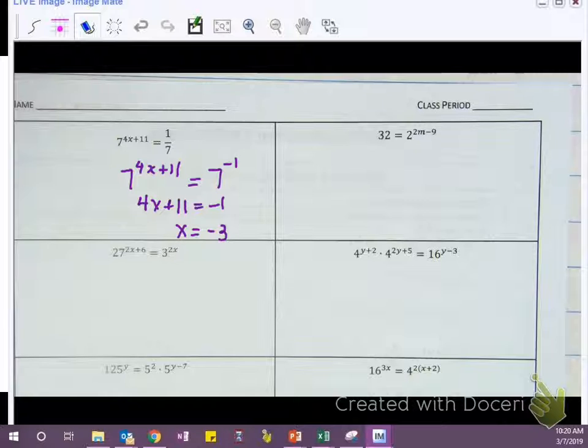Subtract the 11 gives me negative 12. Divide by 4 gives me negative 3. Right, so any questions about what we did on that one? All right, look at the one to the right of it.